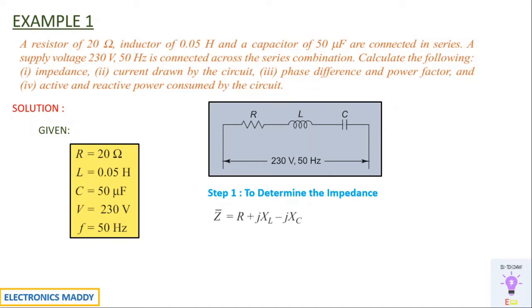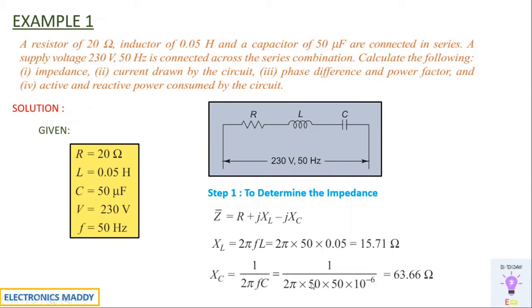The impedance can be found using the formula Z bar is equal to R plus J into XL minus J into XC. So we have to find the value of XL and the value of XC as well. XL is equal to 2 pi FL. So 2 pi into 50 into the inductance value that is given as 0.05 Henry. Substitute, you will get 15.71. We know XC is equal to 1 by 2 pi FC. Substitute the values, and you will get 63.66 ohms.